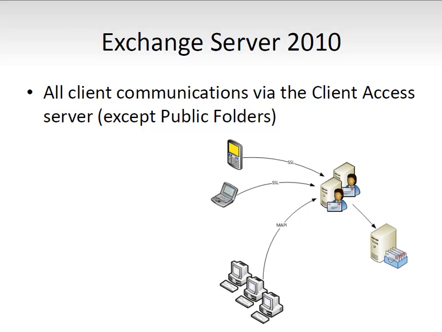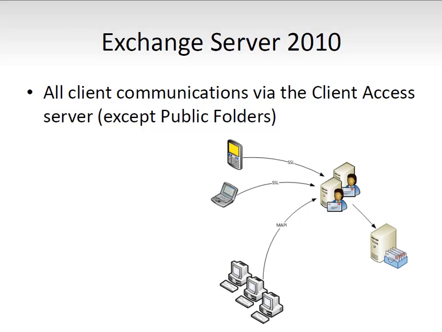With Exchange Server 2010, all of the client communications, including HTTP, HTTPS, and RPC or MAPI traffic, go via the client access server role instead of directly to the mailbox server role, except of course for public folder access. This means if we have a need for high availability, we can no longer just build that at the mailbox server level and have no high availability at the client access or front end server level. If we want high availability in our entire Exchange architecture, we have to build it both on the mailbox servers as well as on the client access servers.